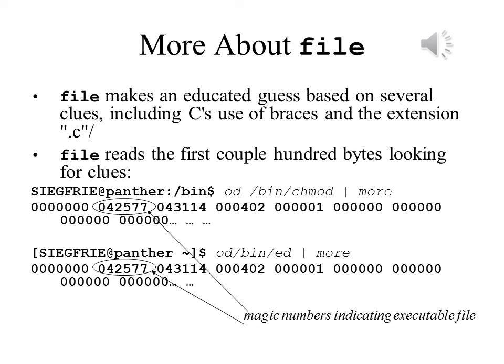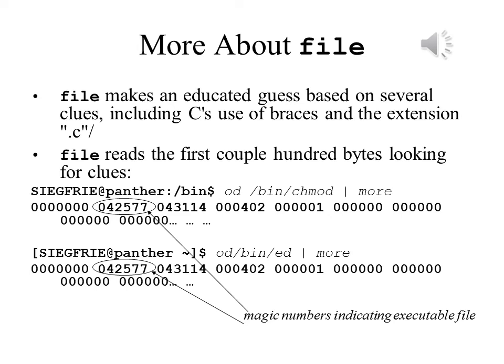We spoke about the program file before, which makes an educated guess based on certain clues in the file as to what type of file it is. It can spot a C program largely because it does see the extension, although the operating system itself typically won't pay attention to that. And it also sees the use of braces, which are very common in C. It'll also read the first couple hundred bytes of the file looking for other clues.